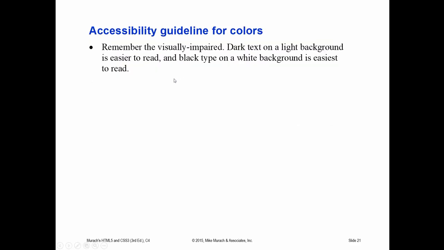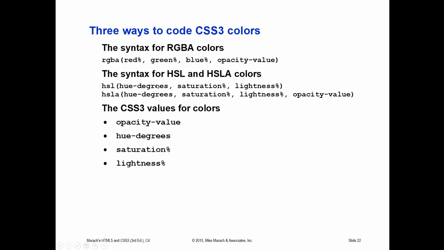As it says, make sure, approximately 10% of the people in the world are colorblind. So you want to make sure that for those people, you don't put a background and a color on it that are so close to each other that you can't read it. All right? So as it says, dark text on a light background is typically easier to read. Black type on a white background is the easiest to read, but it's also the least appealing visually.